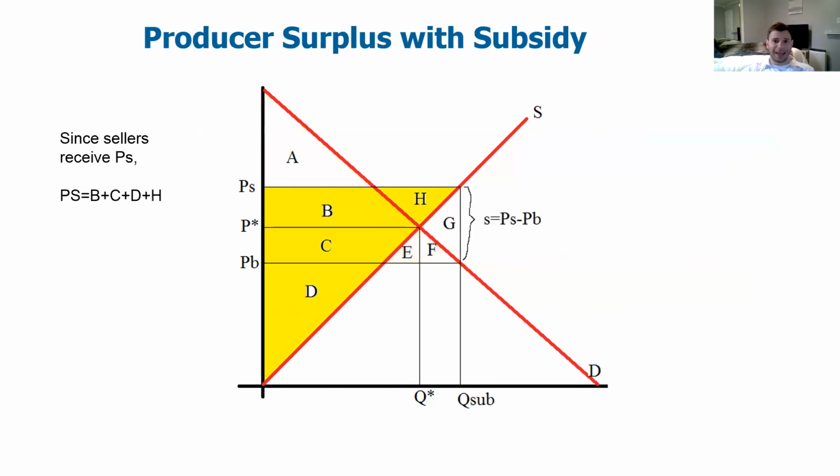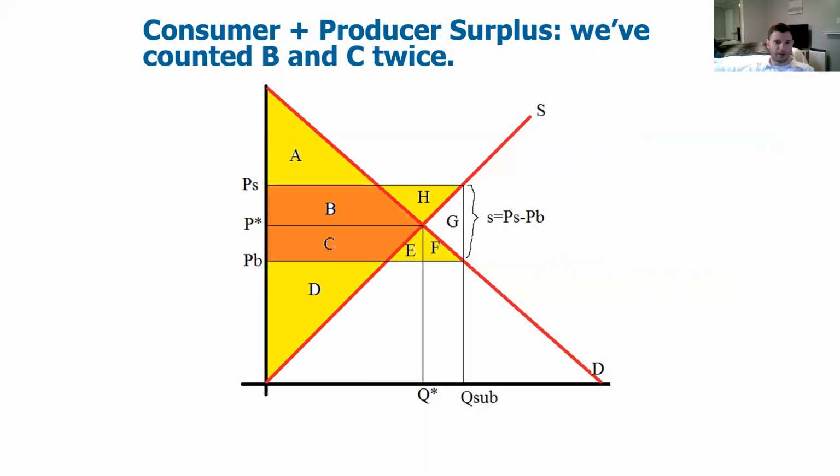Note that if we add the producer and the consumer surplus together, we've counted areas B and C each 2 times. Okay, this can happen. It's not an illegal maneuver for us. We're just going to remember that we've counted B and C 2 times because there is a part that we have not yet dealt with of the economic pie, and that is the negative piece that the government is putting into the market.